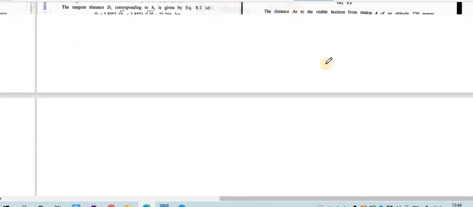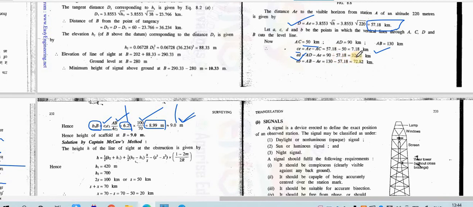So 90 minus 57.18, that is giving you this value. And similarly EB can also be calculated. We have the distance of AB, which is 130 kilometer, minus AE, which is 57.18. So the value is 72.82 kilometers. In this way we have calculated all the distances.